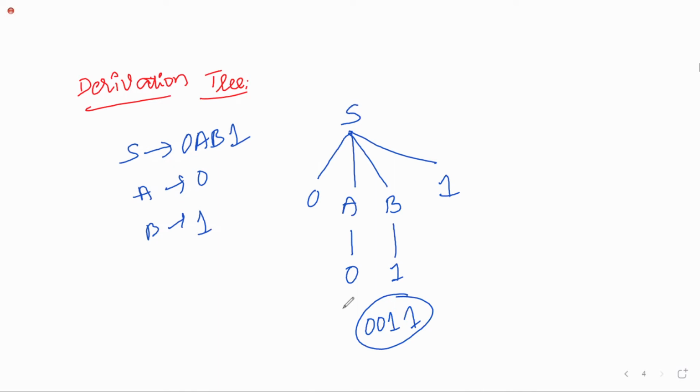Am I clear with this? Have we got it? Yes, ma'am. Clear. This is nothing but the derivation tree. Derivation tree means generating the string from the given productions by constructing a tree.